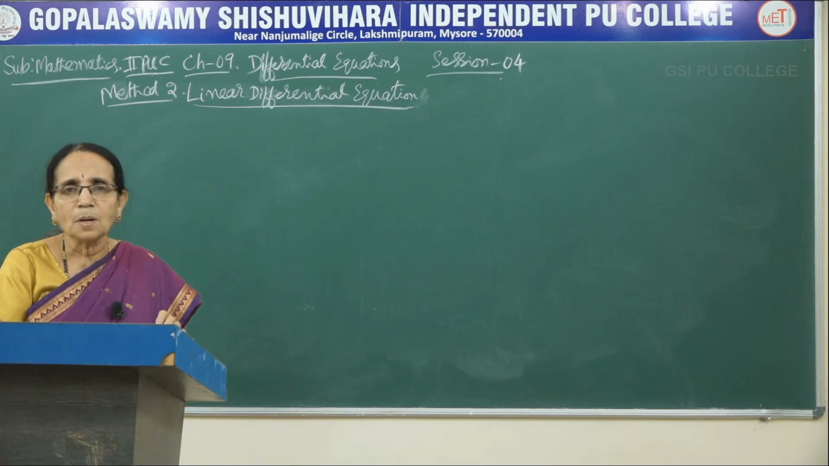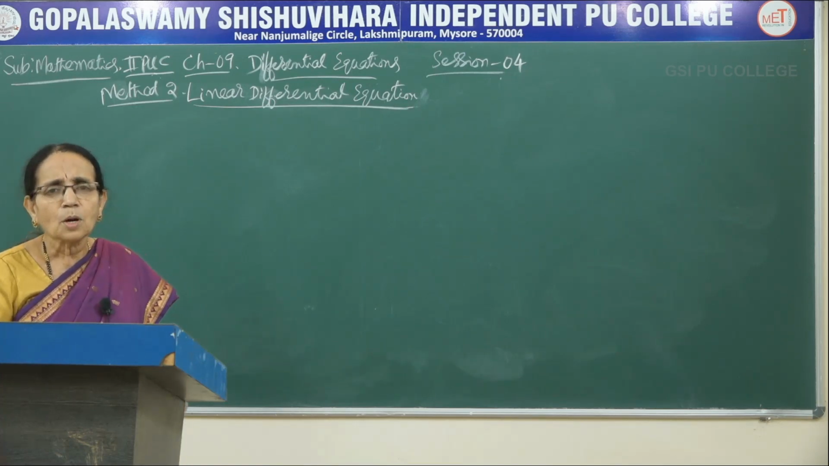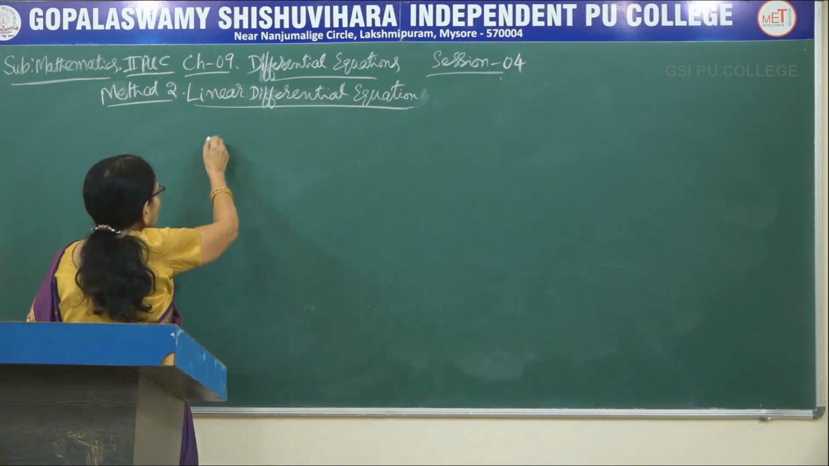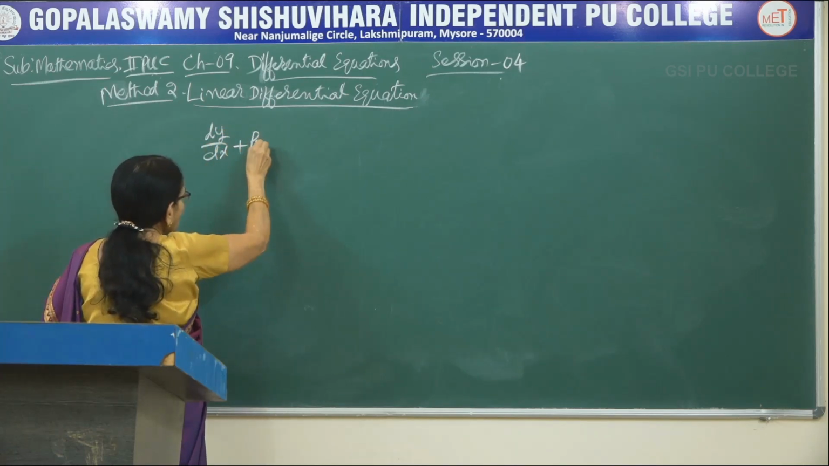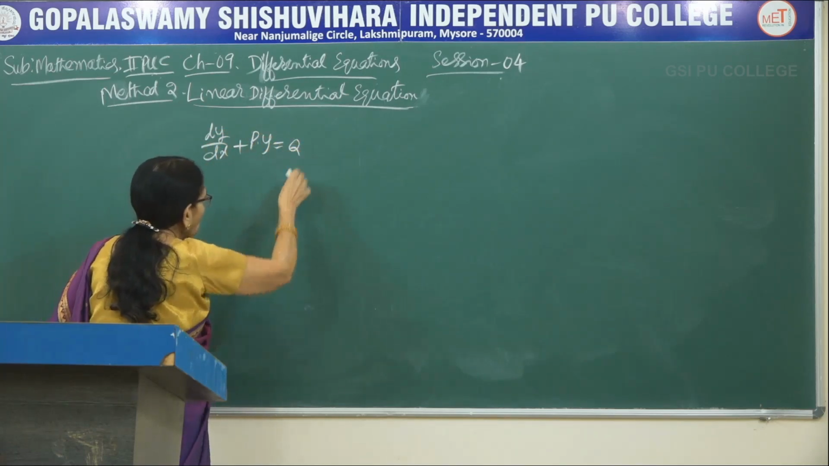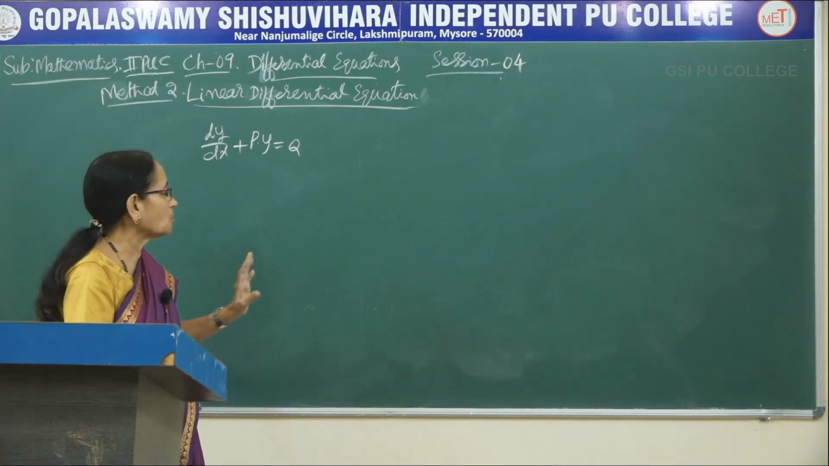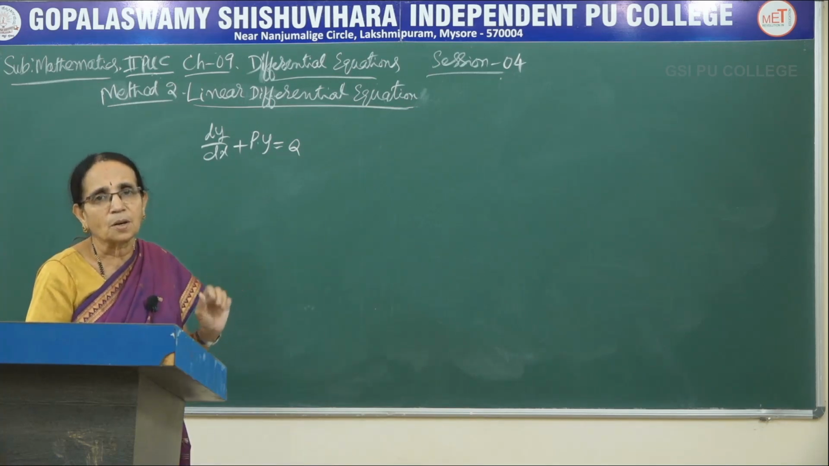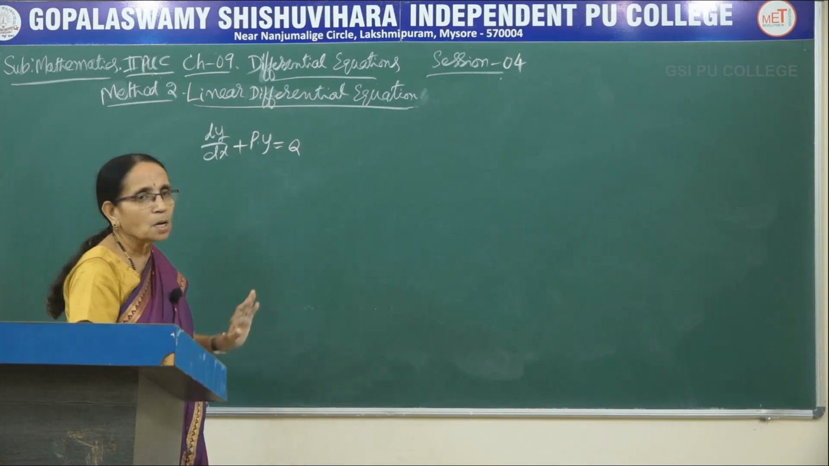This type of problem you will be given for a 5-mark question in part D. Now what do you mean by a linear differential equation? See, it is a differential equation of the form dy by dx plus p into y equals q. Any differential equation of this particular form, it has to be in this form only, we call it a linear differential equation: dy by dx plus p into y equals q.